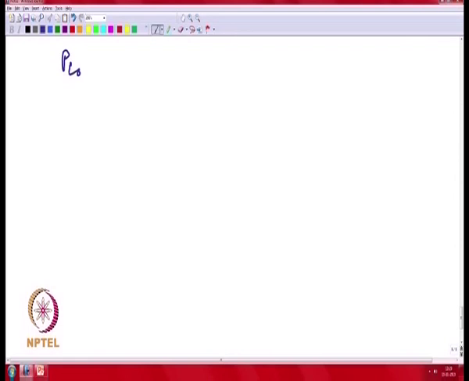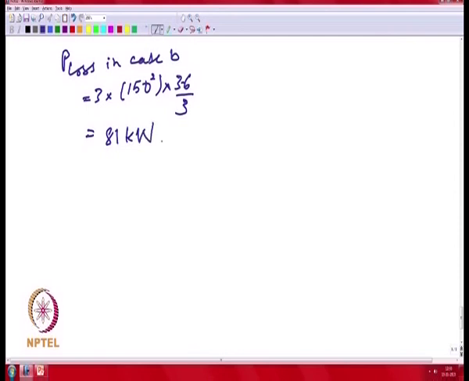So, power loss in case B is 3 into 150, so this turns out to be equal to 81 kilowatts. So, 81 kilowatts happens to be around 2.8% of feeder power.